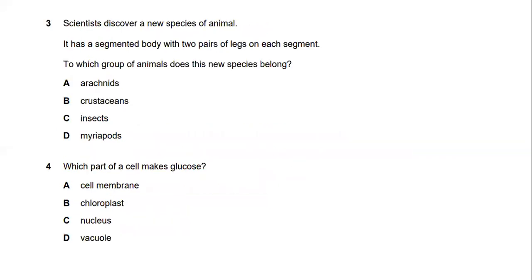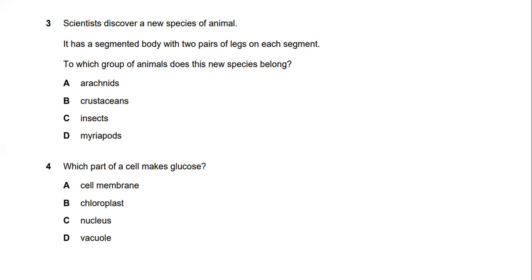Number 3. Scientists discover a new species of animal and it has a segmented body with 2 pairs of legs on each segment. To which group of animal does this new species belong? This is still in chapter 1. This is referring to myriapods, and the animal is the centipede, where each segment has 2 pairs of legs. The answer is D.